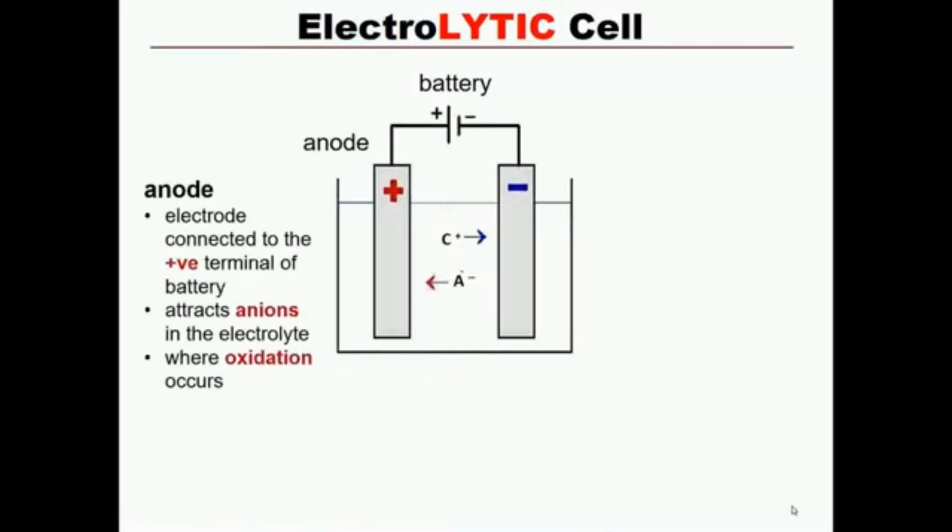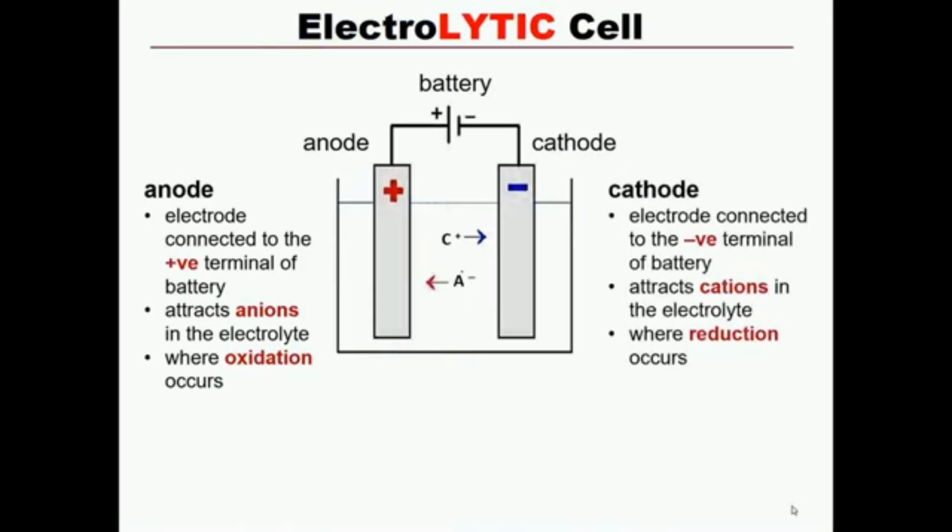The anode is connected to the positive terminal of the battery. The anode attracts anions in the electrolyte, and the anode is where oxidation occurs. The cathode is the electrode connected to the negative terminal of the battery. The cathode attracts cations in the electrolyte, and reduction occurs at the cathode.